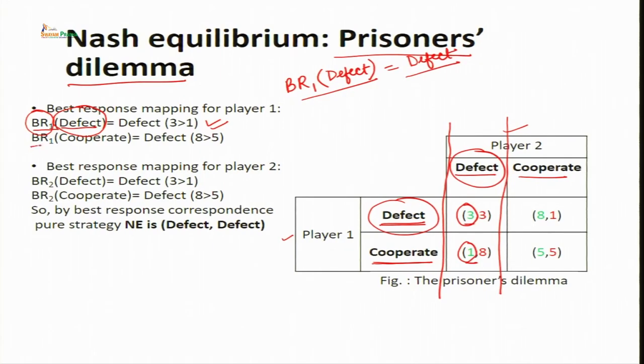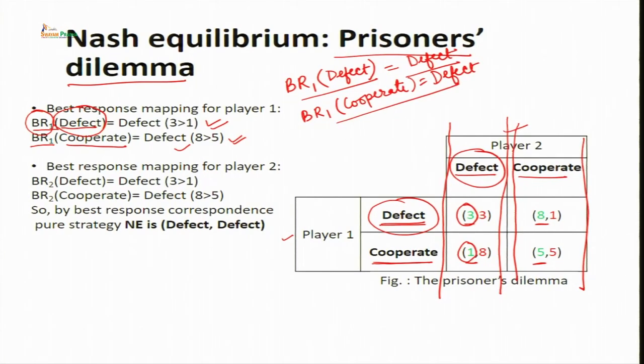Similarly, the best response of player 1 for cooperate, that means player 2 is cooperating and we are here, is again defect. By playing defect he is getting 8, and by playing cooperate he is getting 5. Clearly 8 is more than 5. This is how we see that the best response of player 1 against cooperate is also defect. So this is how we saw the best responses of player 1.